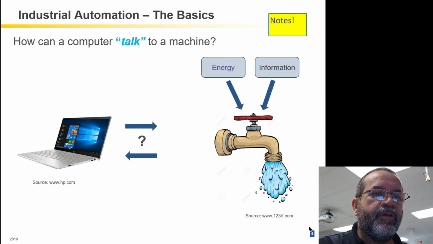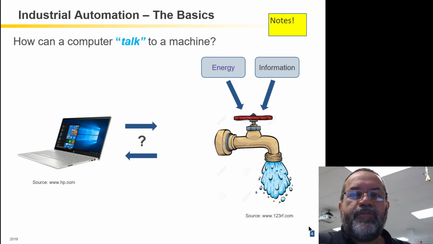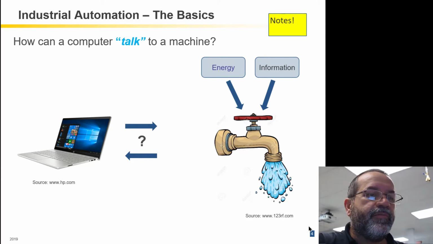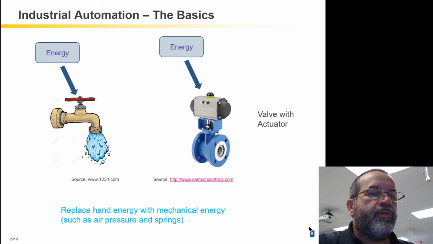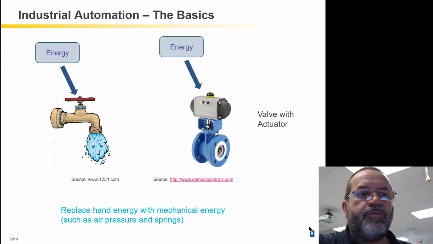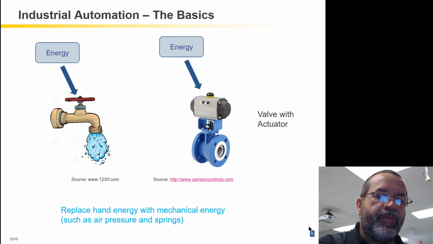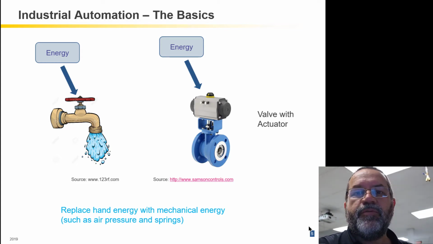How does it work? Here I've got an example. I show a laptop and I show a water valve. How can a laptop make a water valve go on and off? Well, with this type of valve it can't. So let's look at what we need to move a water valve. First, we need energy. Something needs to actually physically move that valve, whether it's a hand valve or a motorized valve.